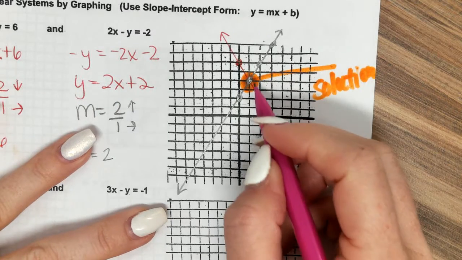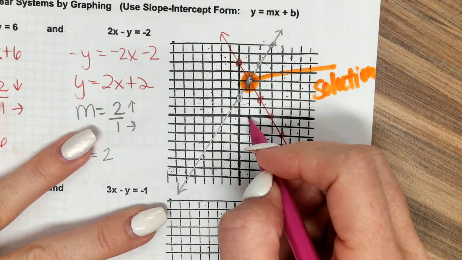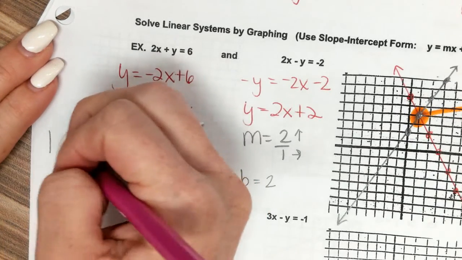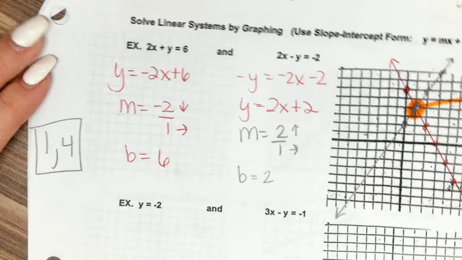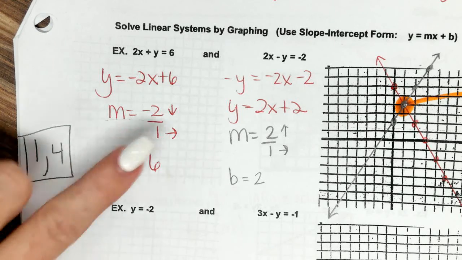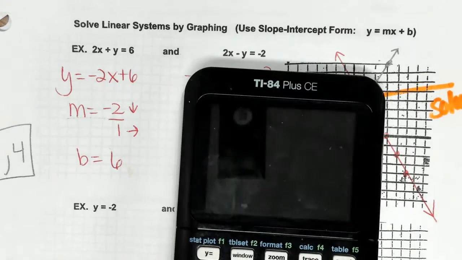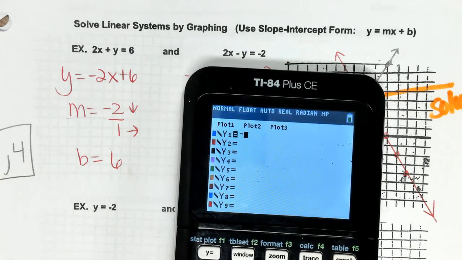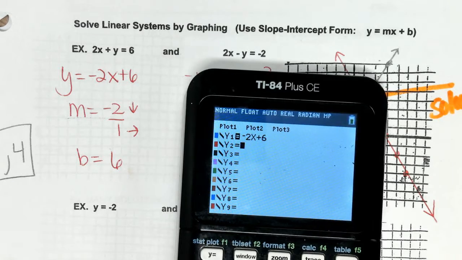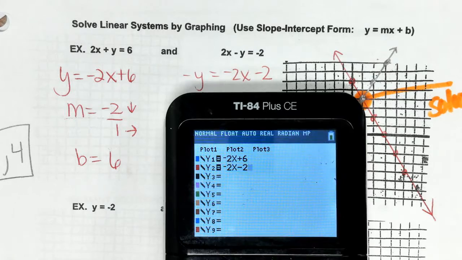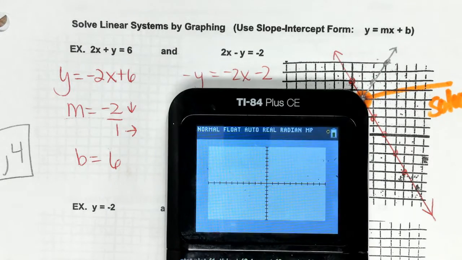So on the x-axis, what is that point at? 1. And on the y-axis, what is it at? Can you check this in your calculator? Yes, and I taught you this at the beginning of the year. Once you have your equation in y equals mx plus b, you can simply go to y equals, put in this equation, -2x plus 6, then go to y2 and put in this one, -2x minus 2. Hit second trace, option 5.